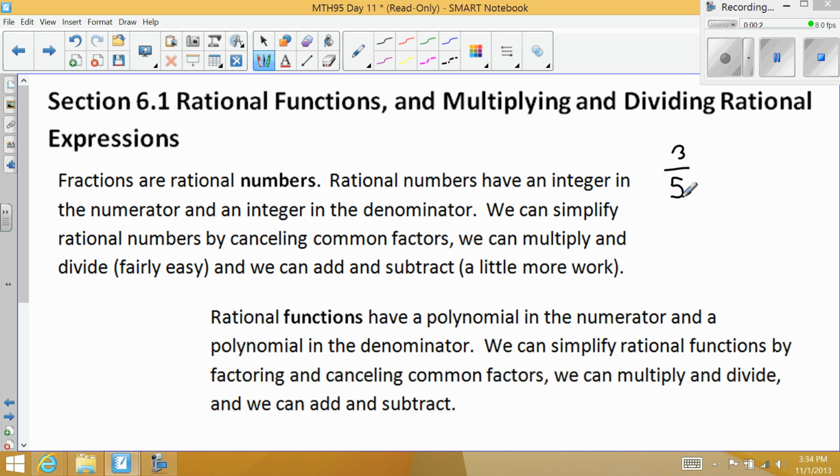Adding and subtracting was the difficult part with the fractions because we had to have common denominators in order to do that. Multiplying and dividing, we don't need the common denominator, so those weren't so bad.